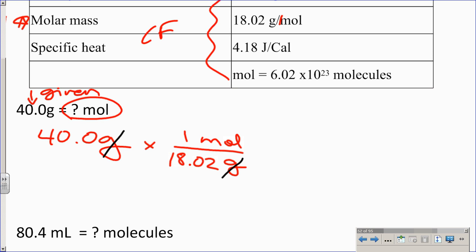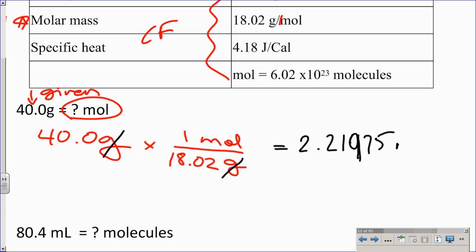So then in your calculator, what are you going to do? So 40.0 divided by 18.02, or 40.0 times 1 over 18.02 if you want to do it as a fraction. However you want to, as long as you use your parentheses if you're doing fractions, your calculator will understand what you want to do. Anybody? You want the fraction or the decimal? Give me the decimal. All right, 2.219. That's good. That's a 9 right there, by the way.